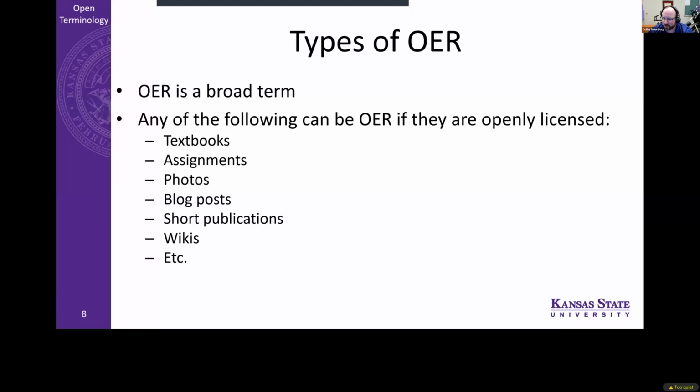And when we put those out on the internet with those licenses, then we allow the user to apply those 5 Rs and hopefully improve those resources over time.